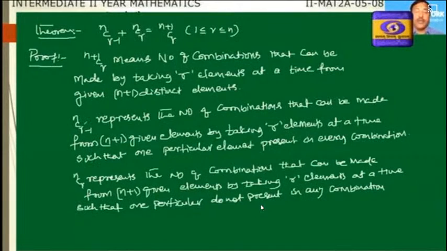So therefore this NCR represents the number of combinations without containing one particular element, and NCR minus 1 represents the number of combinations which contain one particular element always, that are formed from given n+1 elements by taking r elements at a time. Now therefore the sum of these two types of combinations, the combinations containing one particular element plus the combinations without containing one particular element, gives the total number of combinations that can be formed from the given elements by choosing the required number of elements.